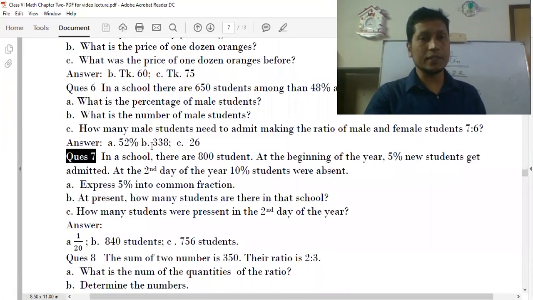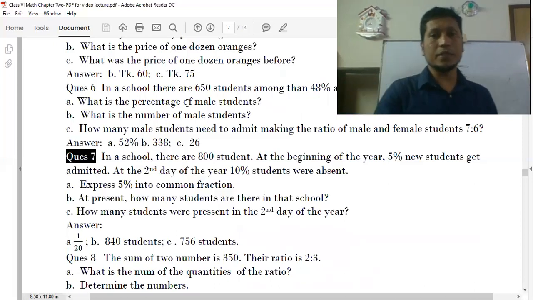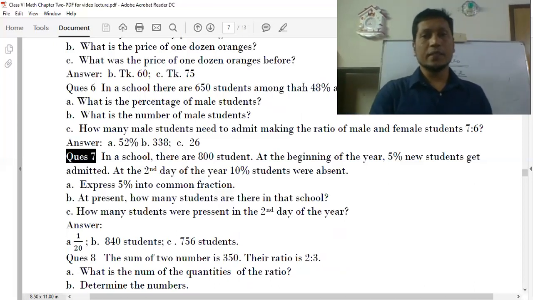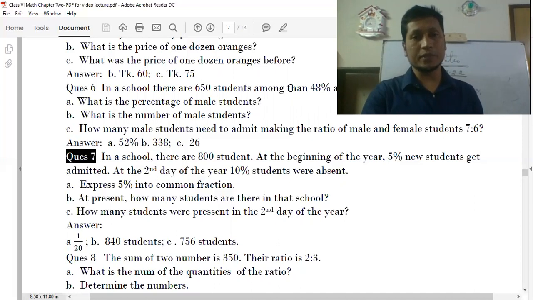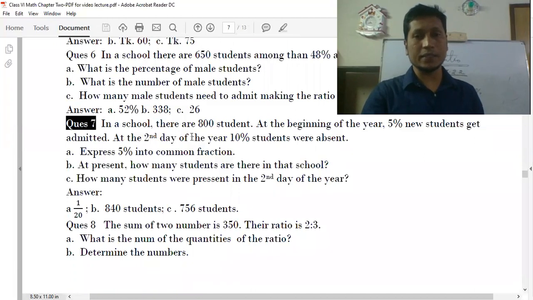Another question, 6. In a school, there are 650 students. Among them, 48% are female. Sorry for this mistake. 48% are female. So what is the percentage of male students? What is the number of male students? Very easy. Question number 6 is very easy.